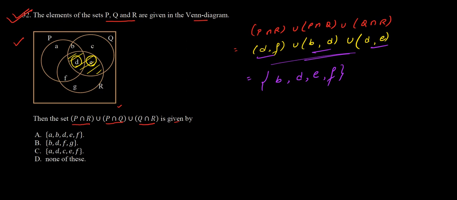So let's check our options. This must be our answer. In the options you can see none of the options matches with our answer, but we have an option known as none of these. So in this case our answer will be none of these, because the correct answer which we found is not given in any option.